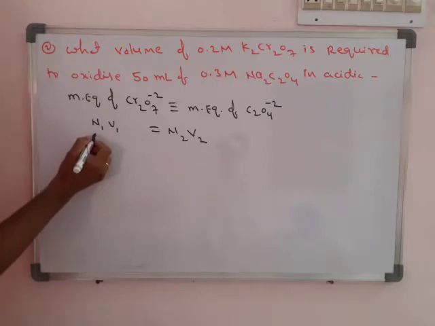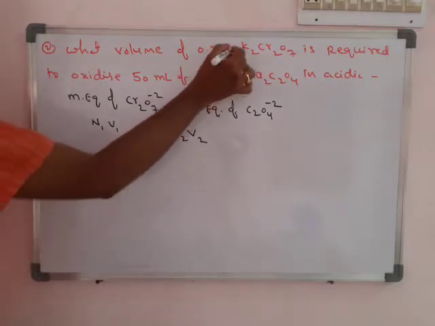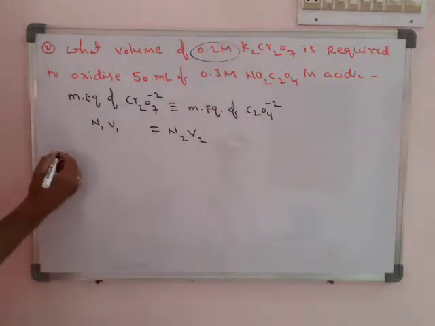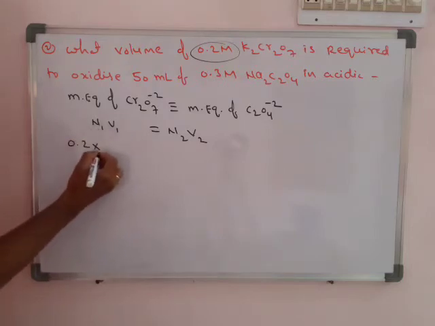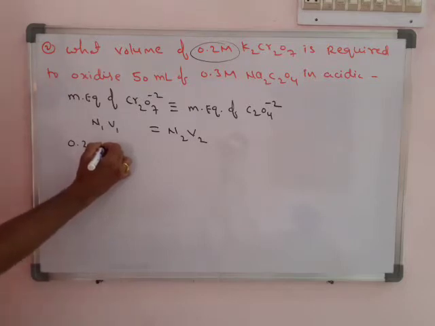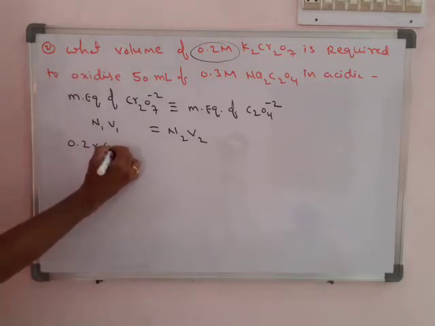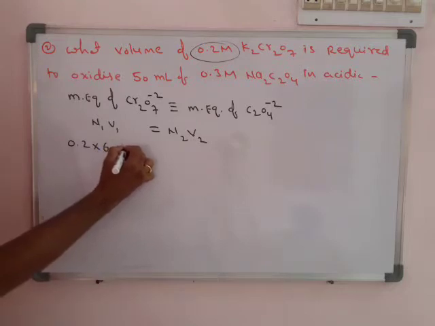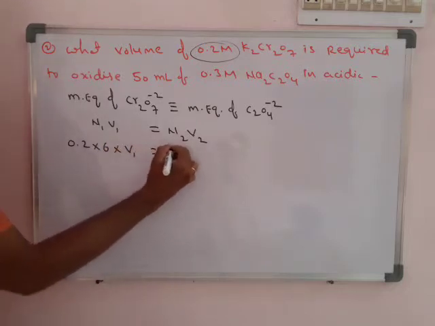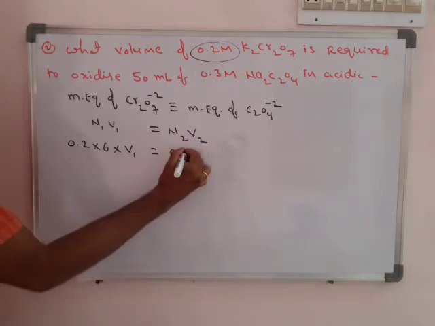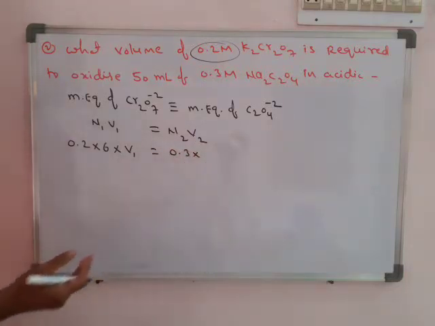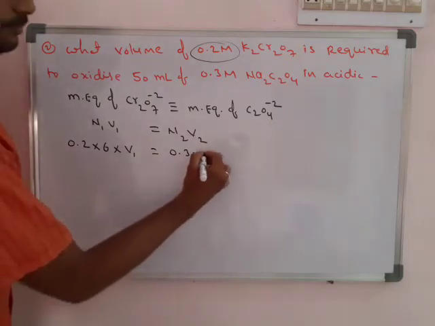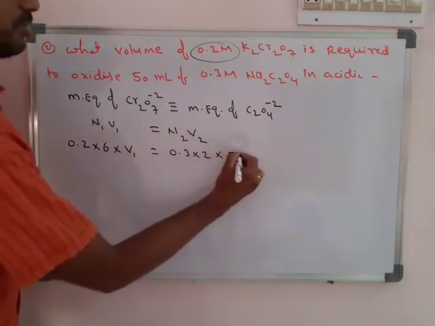So what is N1? We don't know N1, only the molarity is given. Normality is molarity into n factor. What is the n factor for this? Just now we calculated it as 6 electrons, into the value we have to find. N2 is given as 0.3, into its n factor, which is 2 electrons here. V2 is 50 milliliter.